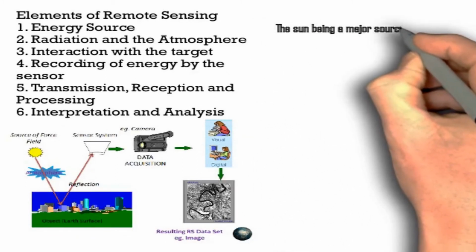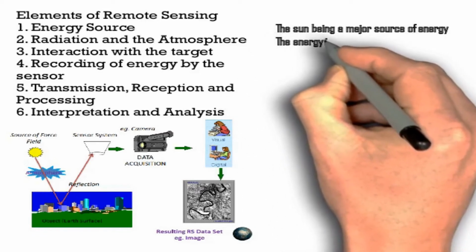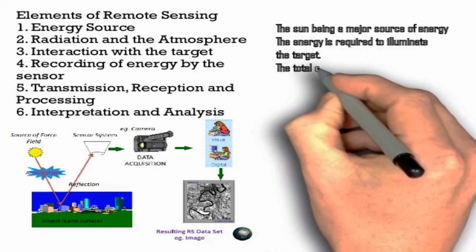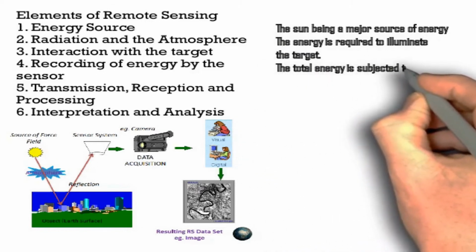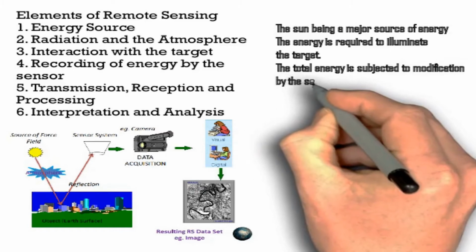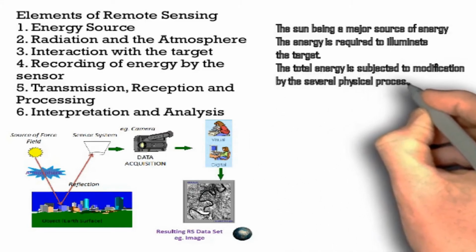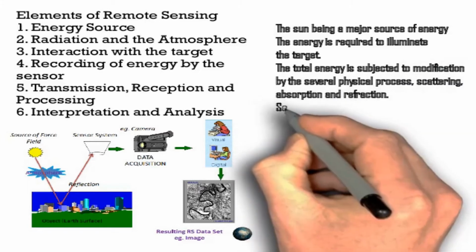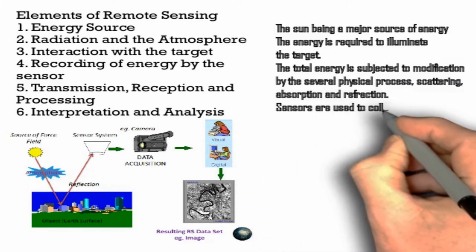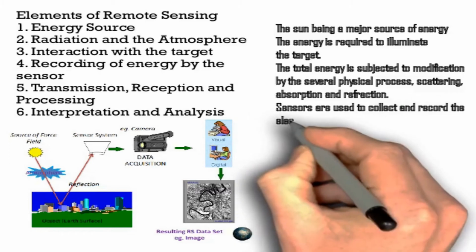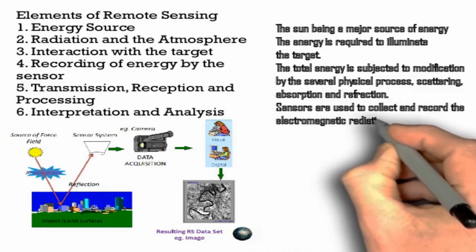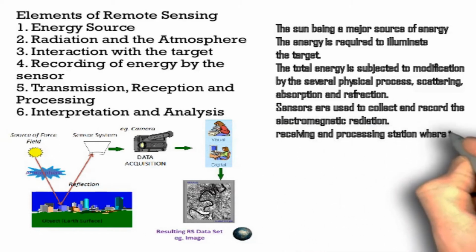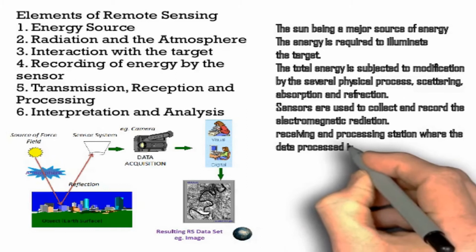First, the sun is a major source of energy. The energy is required to illuminate the target. The total energy is subjected to modification by several physical processes: scattering, absorption, and refraction. Sensors are used to collect and record the electromagnetic radiation. Next is the receiving and processing station, where the data is processed into an image.